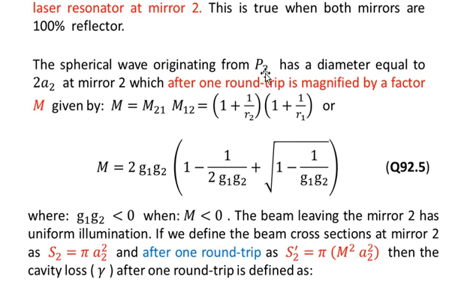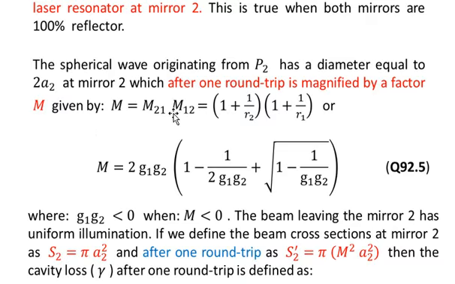The spherical wave originating from P2 has a diameter equal to 2A2 at mirror 2, which after one round trip is magnified by a factor M given by: capital M is equal to M21 multiplied by M12, the magnifications that we calculated earlier. Substituting their values, we have in parentheses 1 plus 1 over R2, multiplied by 1 plus 1 over R1.